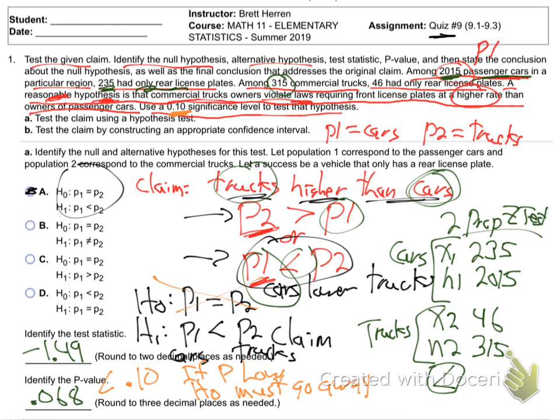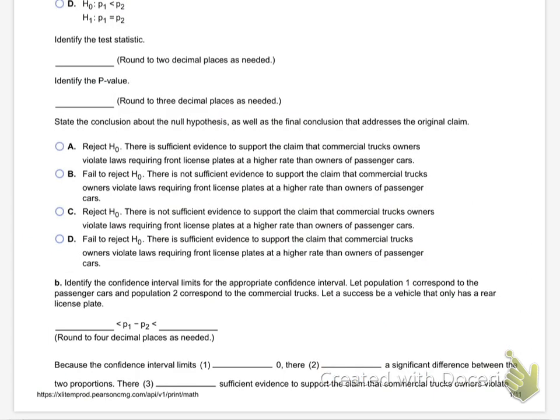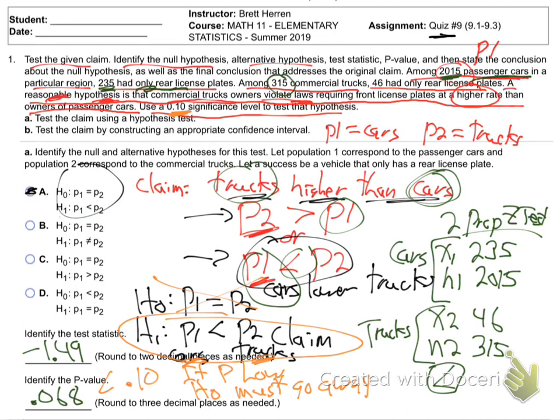We cross out the null. We accept the alternative hypothesis, the claim that the car number is lower than the truck number, or the truck number is higher than the car number, whichever way you want to say that. Let's go to the next screen where we can get a conclusion on that. So that's going to be conclusion A. We're going to reject the null. There's sufficient evidence to support the claim. The commercial truck owners violate laws at a higher rate than the cars, right?